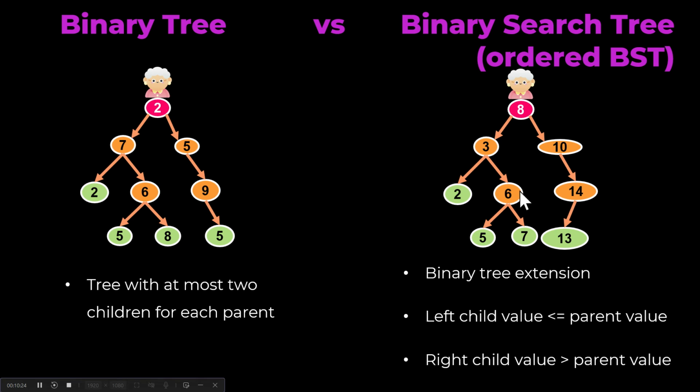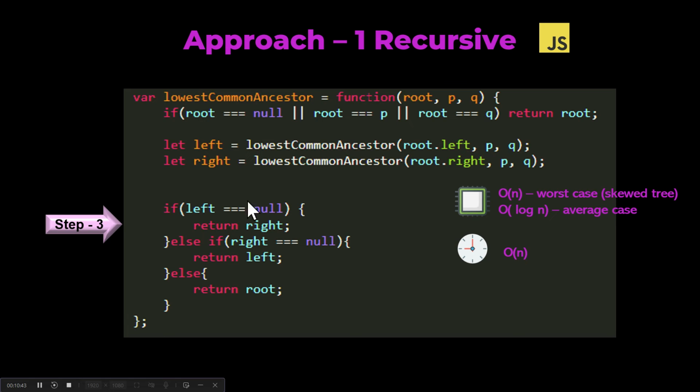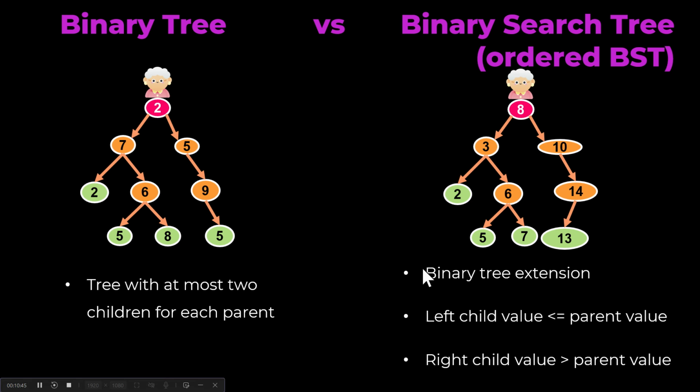As you can see in here, all the child values on the left side of the root are less than the root itself. All the child values on the right side of the root are greater than the root itself. So that is the property of the binary search tree. The algorithm that I went through here will work for both binary tree and binary search tree, because we are checking every single left subtree and every single right subtree.